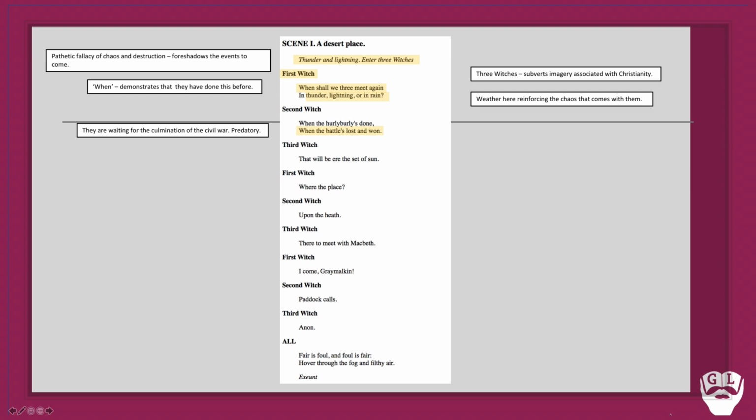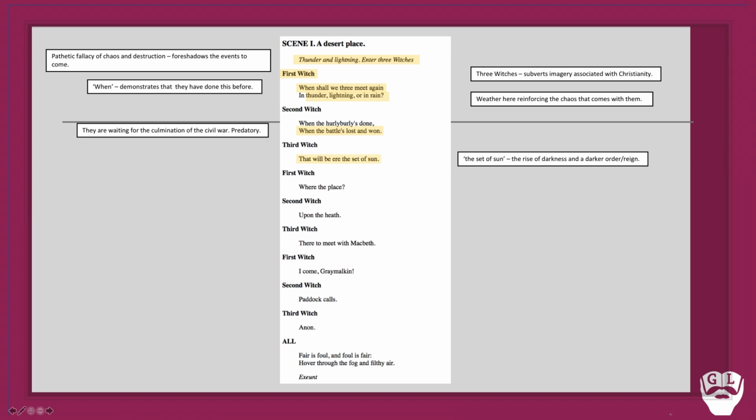They're waiting for the chaos that is happening right now to end, and then making their mark, then striking upon Thane of Glamis, that we know as Macbeth. The third witch is then seen to be saying, "That will be ere the set of sun."